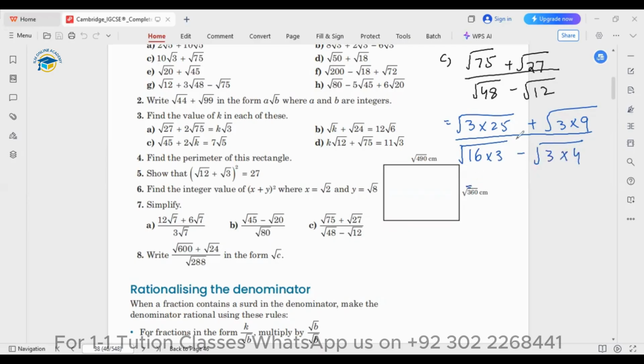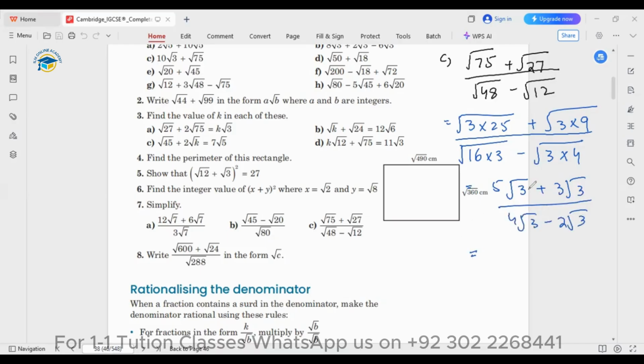Now all of these numbers are having one perfect square, like 25 as the square of 5, 9 as the square of 3, 16 as the square of 4, and 4 as the square of 2. So just bring them out. 5 square root 3, 3 square root 3, 4 square root 3, and 2 square root 3.